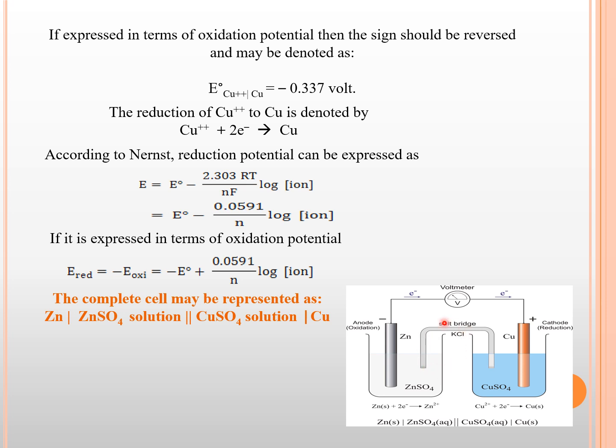So this is the representation of an electrochemical cell, and I hope you understood the concept of electrode potential, and how to represent the oxidation potential and reduction potential.